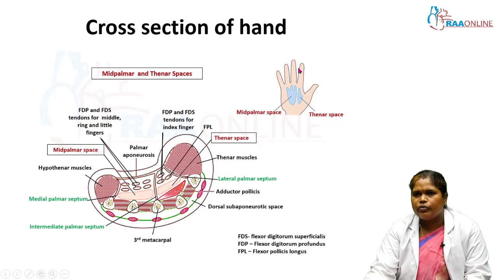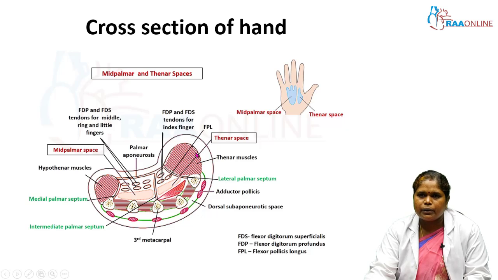Here, we have seen the anterior view of the hand. Now we are going to see the cross section. In the cross section, you have to get oriented to the structures. This is the cross section of the right hand. This is the lateral aspect and this is the medial aspect.